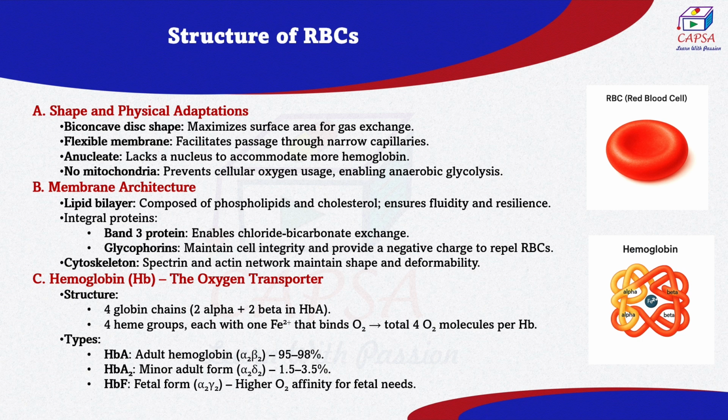And finally, the key functional molecule inside RBCs is hemoglobin. It has four globin chains, two alpha and two beta chains in adult hemoglobin. Each chain is attached to a heme group containing iron, which binds to oxygen. So one hemoglobin molecule can carry up to 4 oxygen molecules. There are also minor forms like HbA2 and fetal hemoglobin, HbF, which has higher affinity for oxygen to support fetal development.